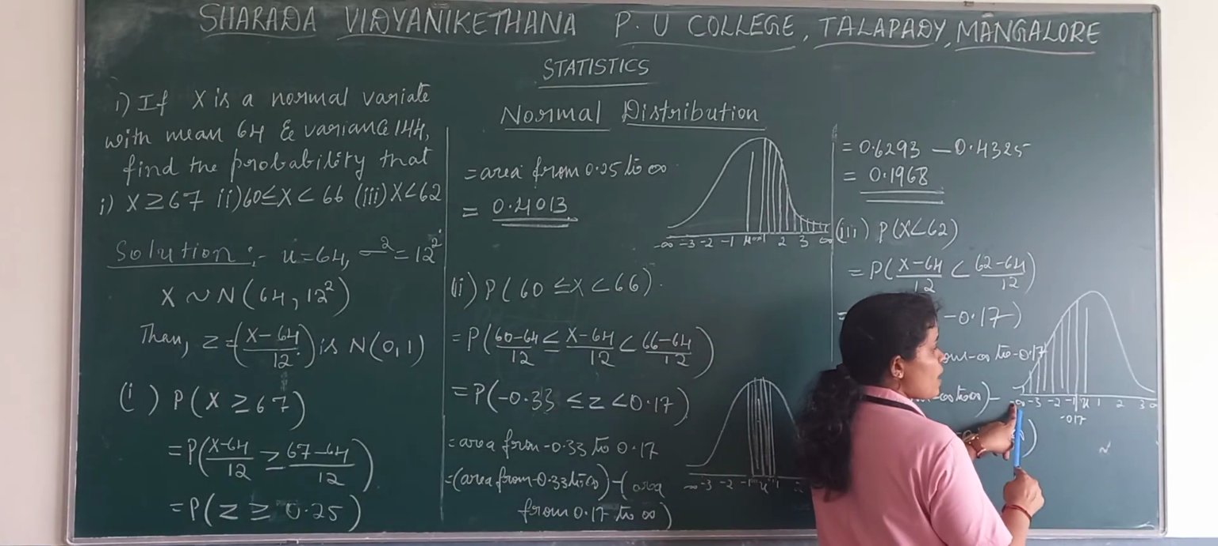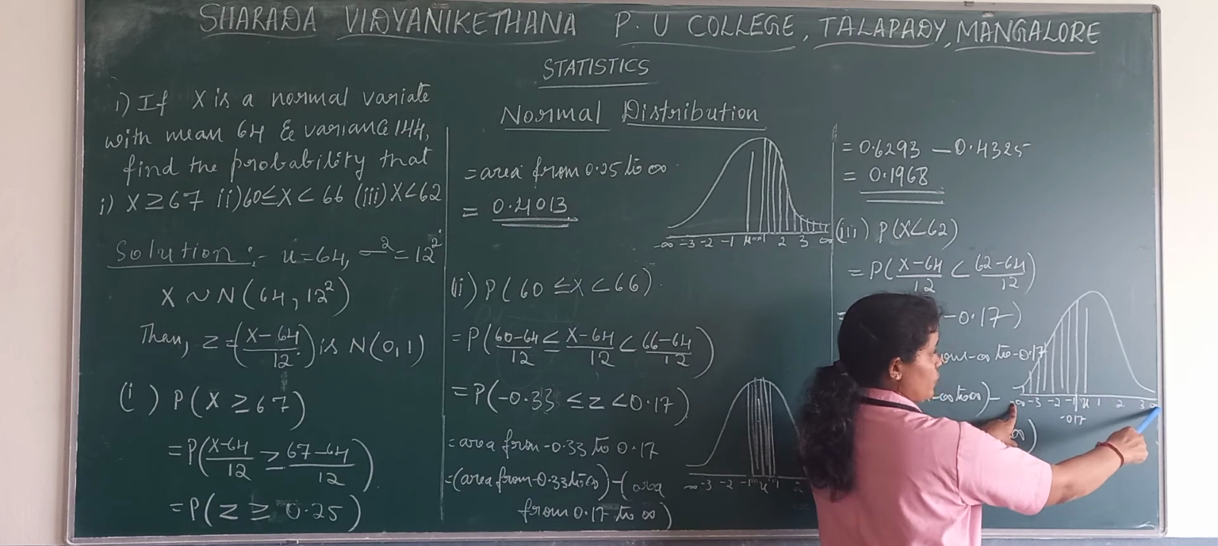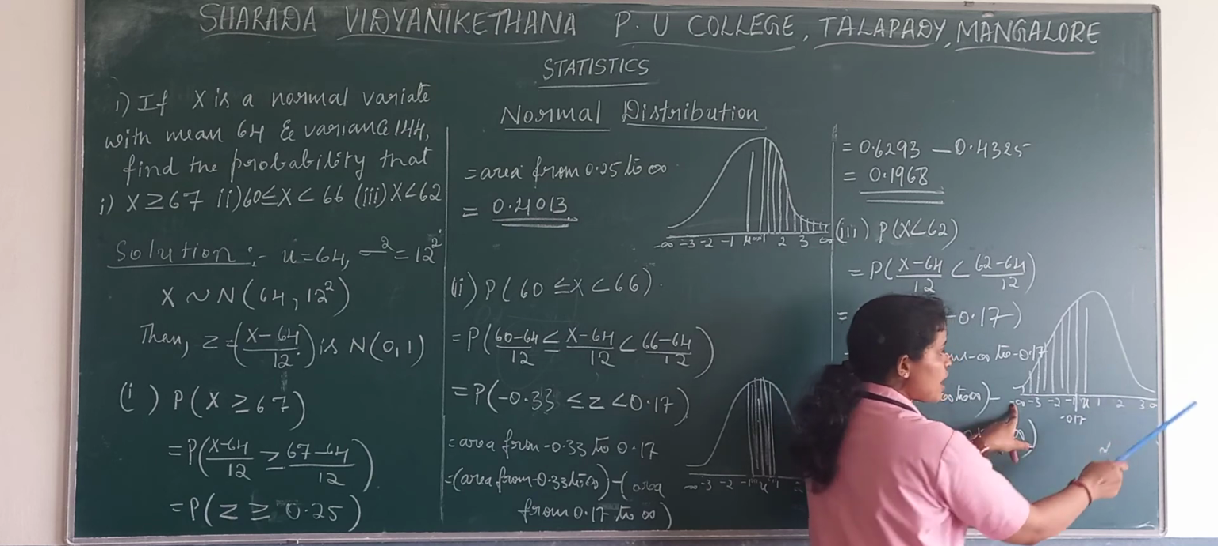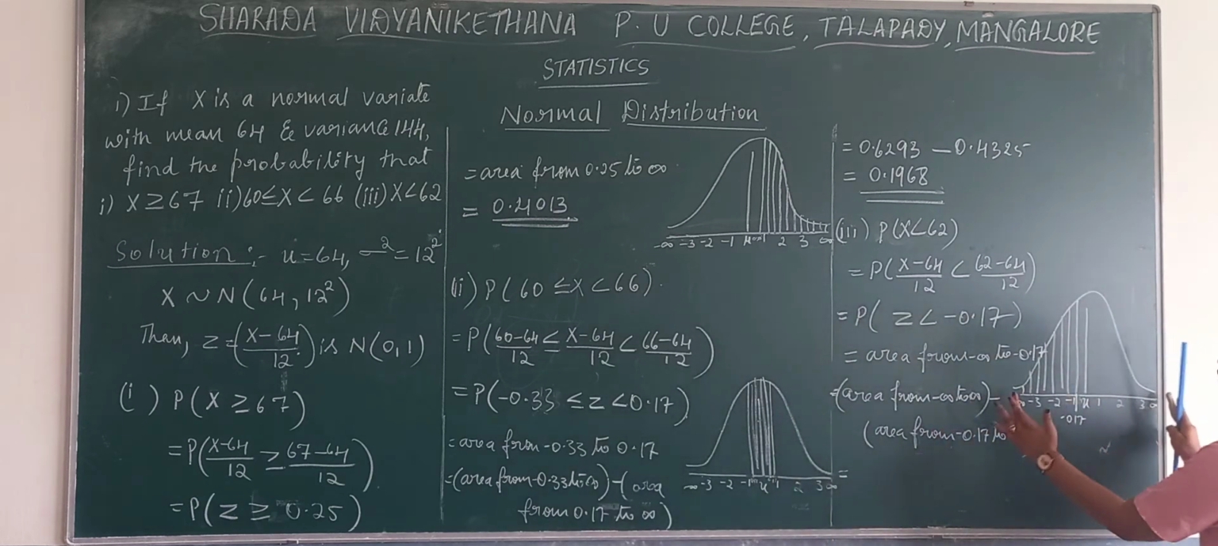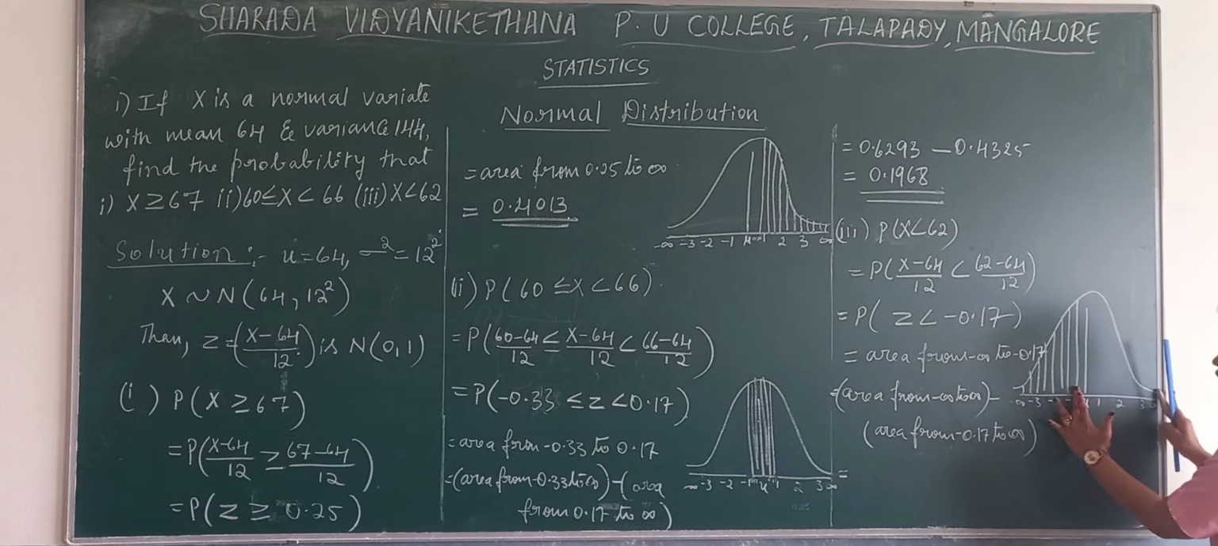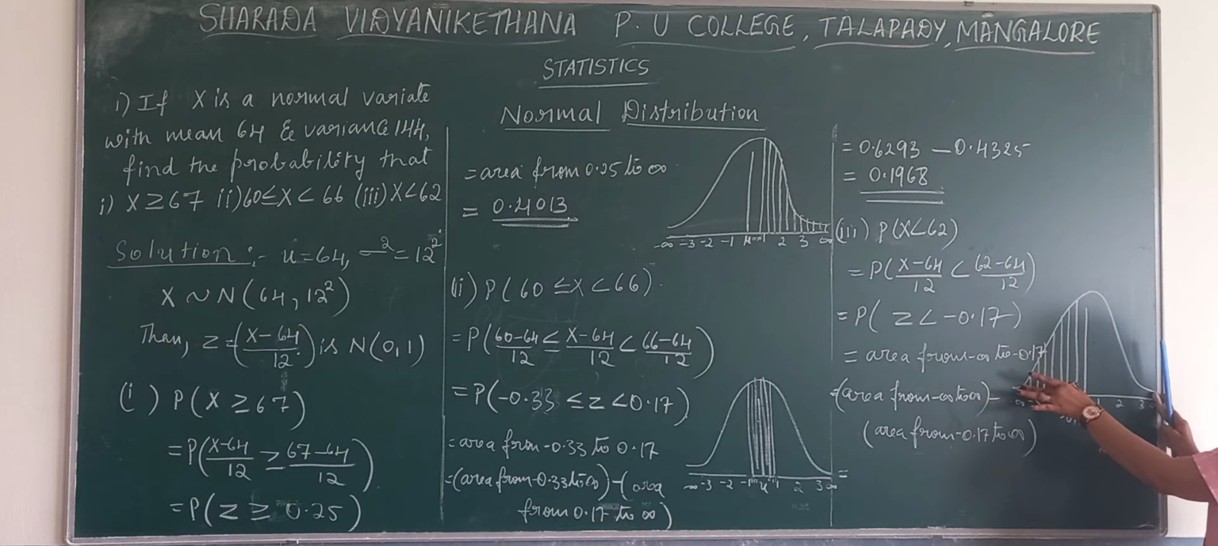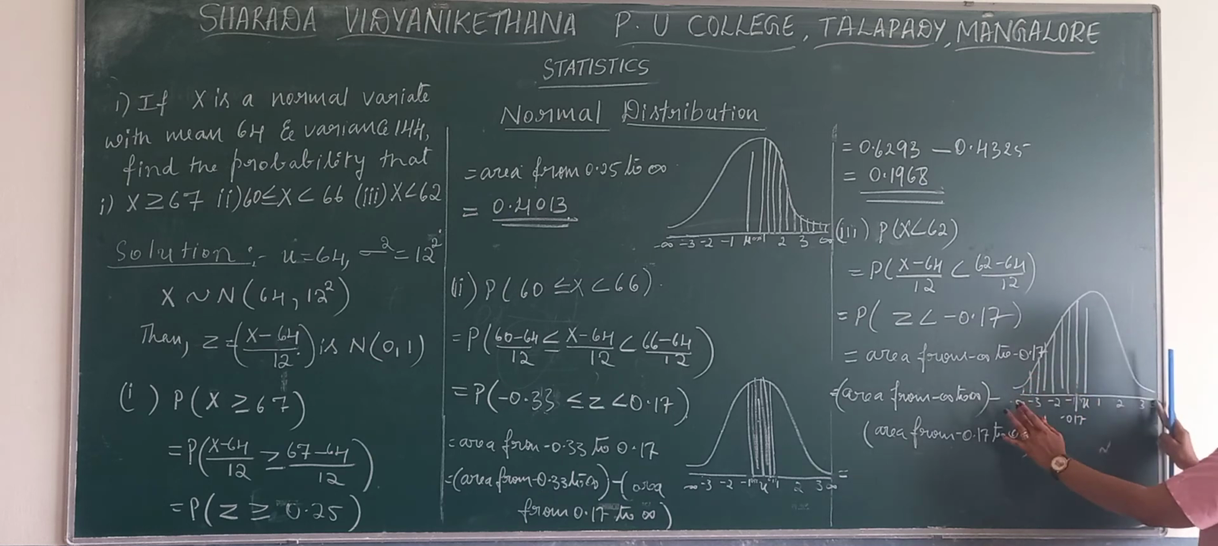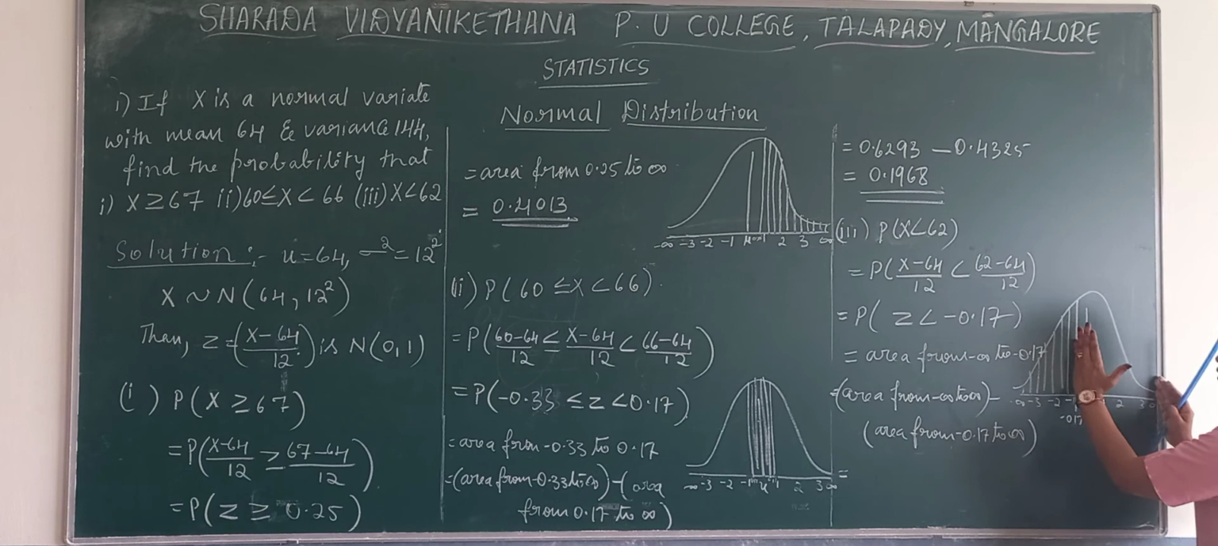Area from minus infinity to positive infinity. From that, if we deduct this area, what will remain? This particular area will remain. Z is lesser than 0.17 will remain. Area from minus infinity to positive infinity, from that, area from 0.17 to this. From this, if we deduct this, what will remain? This will remain. This area we need to find out.